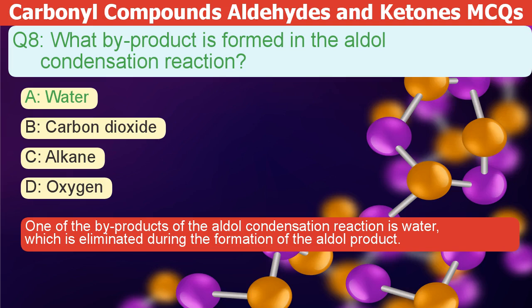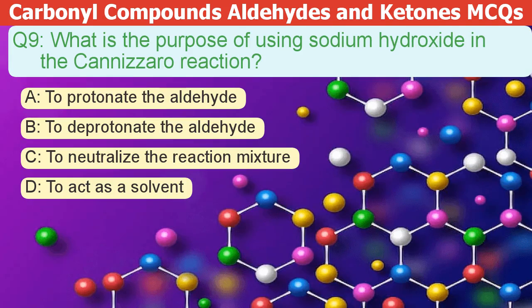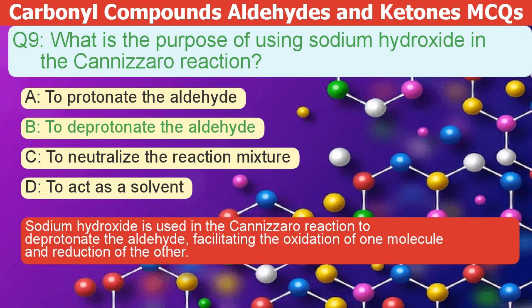What is the purpose of using sodium hydroxide in the Cannizzaro reaction? A. To protonate the aldehyde. B. To deprotonate the aldehyde. C. To neutralize the reaction mixture. D. To act as a solvent. The correct answer is B. Sodium hydroxide is used in the Cannizzaro reaction to deprotonate the aldehyde, facilitating the oxidation of one molecule and the reduction of the other.